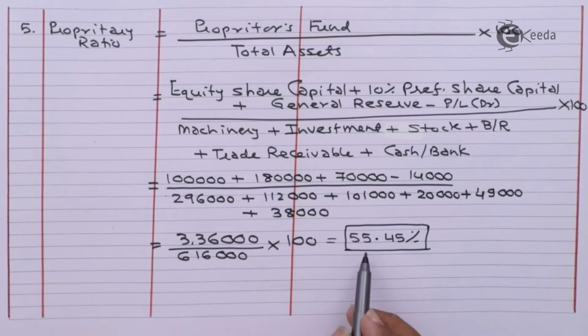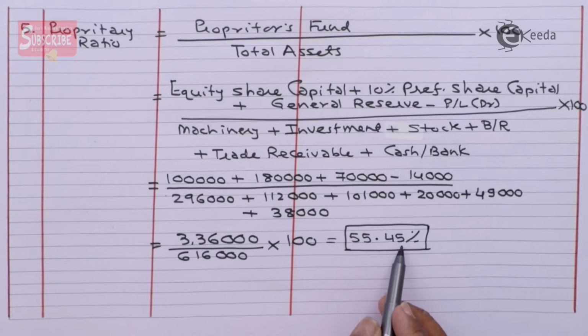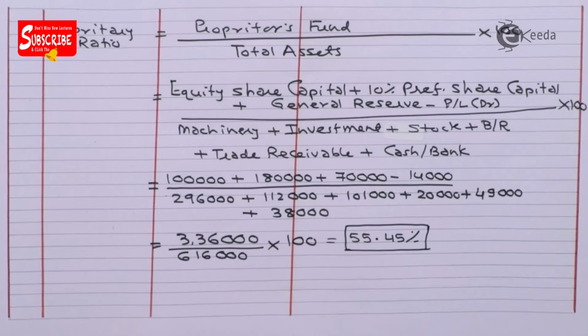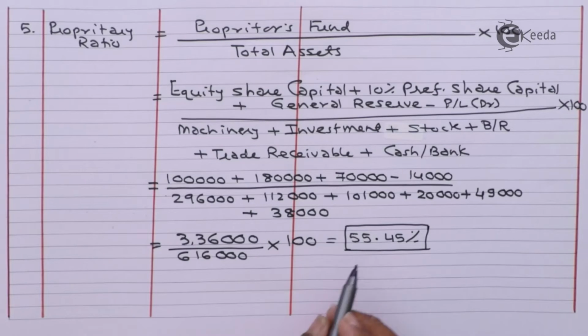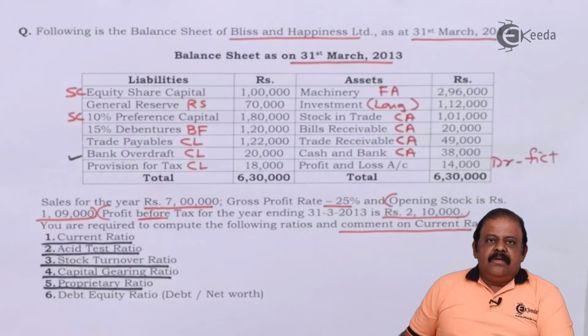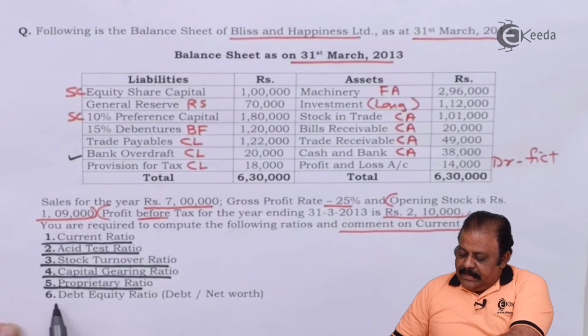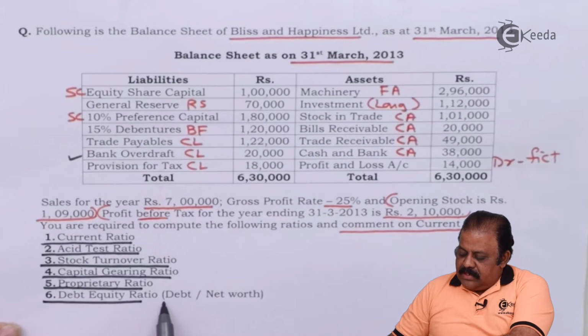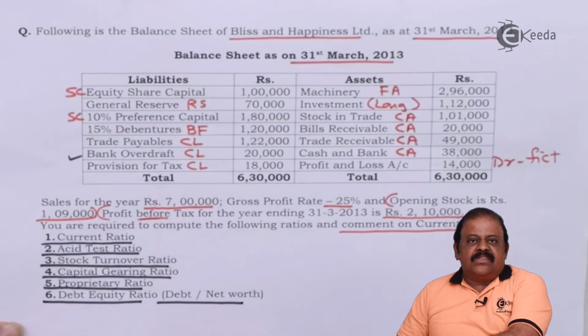So it is 55.45%. Standard proprietary ratio is 65%. So long-term solvency position of this company is not satisfactory because proprietary ratio is less than standard. Next ratio we have debt equity ratio, that is debt divided by net worth.